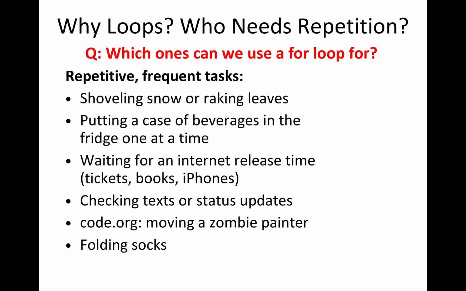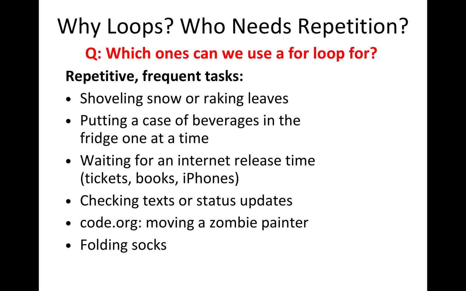Which of these tasks can we use a for loop for? Shoveling snow or raking leaves: we probably know in advance how many leaves we have, but maybe we don't know how much snow. Putting a case of beverages in the fridge one at a time, we can probably use a for loop because we know how many cans there are. Waiting for an internet release time, we don't know exactly when things will be released, so that might be a case for a while loop. Same with checking texts or status updates.